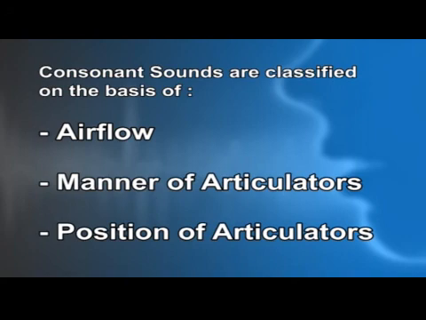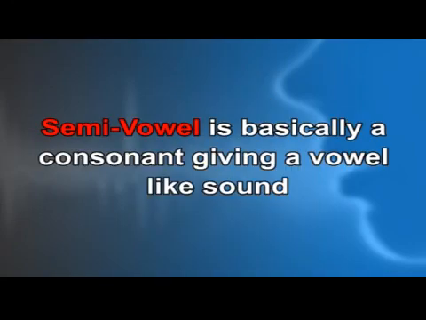Next, we learnt about the sounds produced by consonants. We learned that they are classified based on airflow, manner of articulation and on the position of articulators like vocal cords, velum, etc. We then briefly went through semivowels, which are also known as semiconsonants. Students, we learned with an example what a semivowel is. It is basically a consonant giving a vowel-like sound.